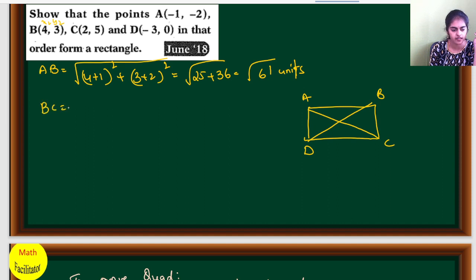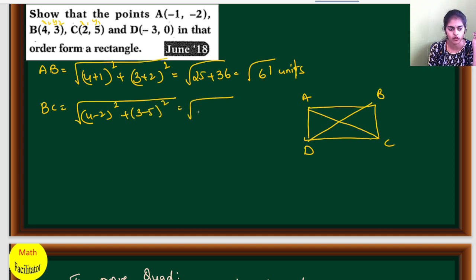ఇప్పుడు BC ఎంత చూడండి, BC ఇస్ రూట్ ఓవర్ B, C, ఇది x2 x1 తీసుకుంటే ఇది x1 y1 అని తీసుకుంటా. ఓకే, సో 4 minus 2 whole square plus 3 minus 5 whole square. So 4 minus 2 is 2. So 2 square is 4 plus 3 minus 5 is minus 2 whole square అన్న 4. So ఇది √8 units వచ్చింది.